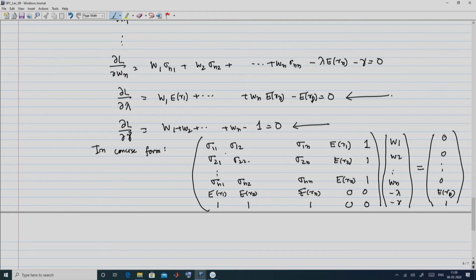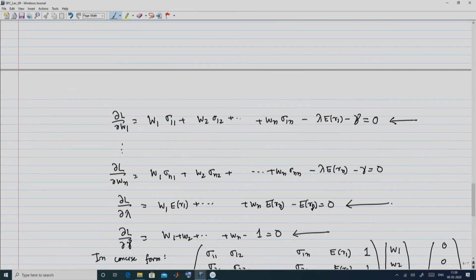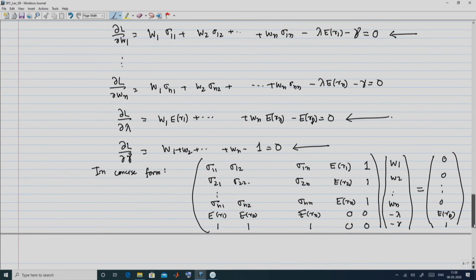So, for example, if you take the matrix multiplication of the first row, then you obtain the first equation here, and then this row here will give you this expression here, and these last two rows, if you multiply them, you will basically recover this constraint and this constraint.